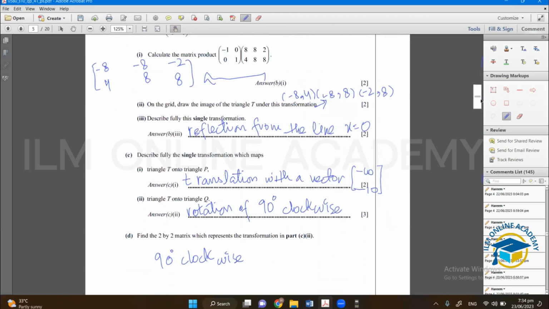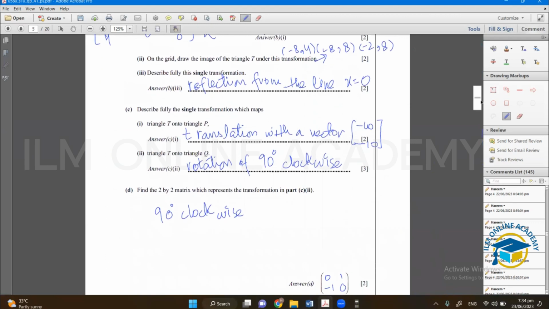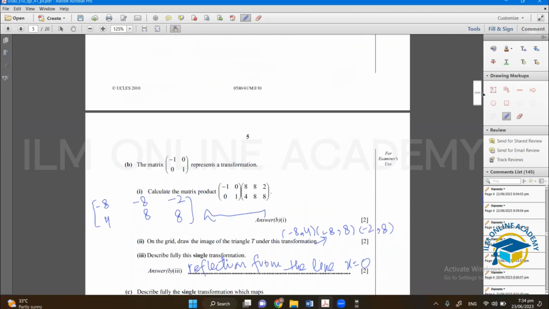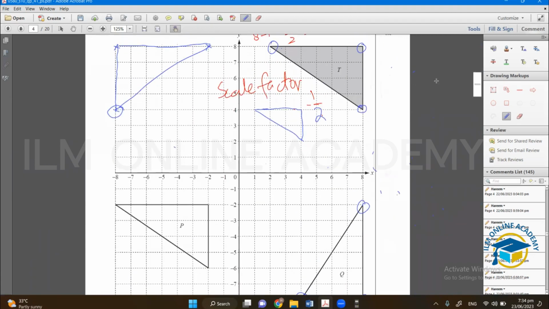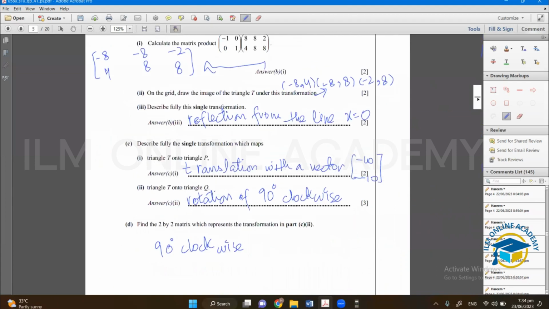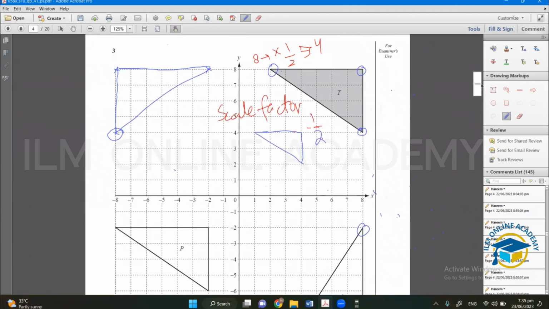Now coming towards the part C, describe fully the single transformation which maps triangle T onto triangle E. Now they are asking us that you have to describe the transformation, what is happening, which maps triangle T onto triangle P. They're asking this, that if I map triangle T onto triangle B, what basically is happening.